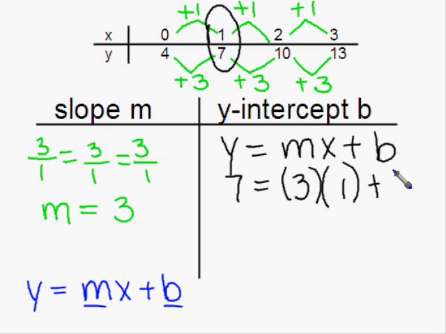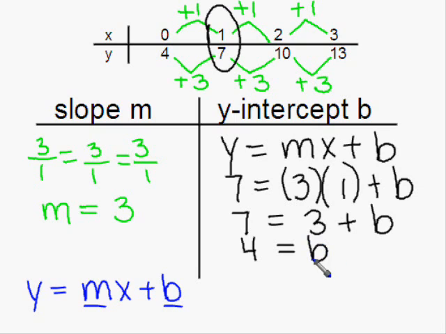So the multiplication is done first. 3 times 1 is 3. And then we'll undo the add 3 by subtracting 3 from both sides. So we're going to get that 4 is equal to b. Now you might have realized that 4 is the y-coordinate when x is 0. So that would have been another way to get the y-intercept.